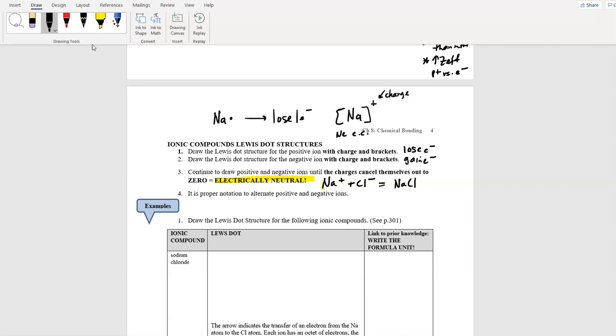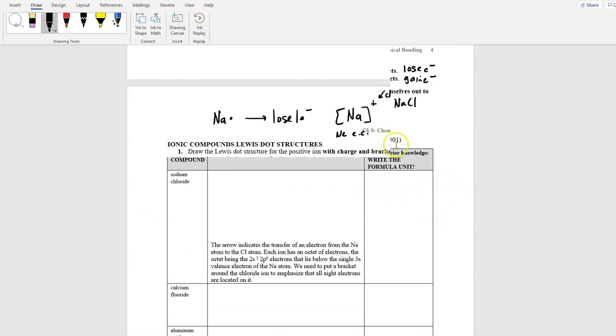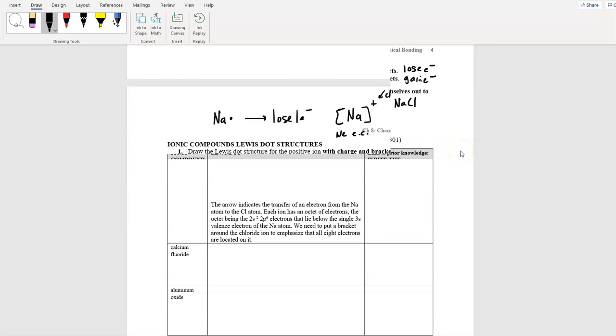It is proper notation to alternate the positive and negative, which means if you have more than one positive, like maybe 2 magnesiums and 1 chlorine, or 1 magnesium for every 2 chlorines, you're going to want to alternate the symbols. Okay? So make sure whoever X is, and then you put Y, and then you put X, and then whoever Y is, and so forth. Okay? You'll see when we get there. So let's practice this. If you need some more assistance, these page numbers, these are just examples that I took from the book, so that way you can see how it happens.